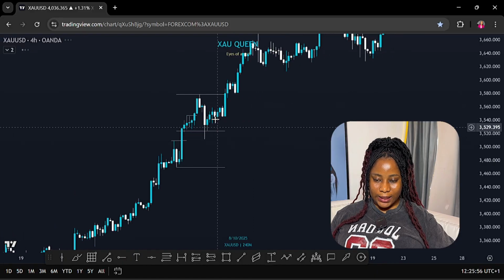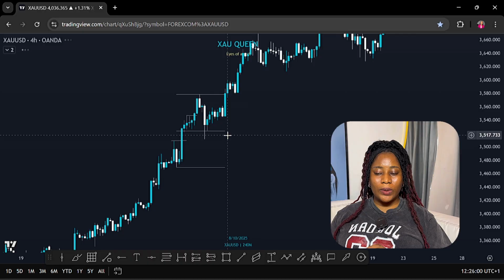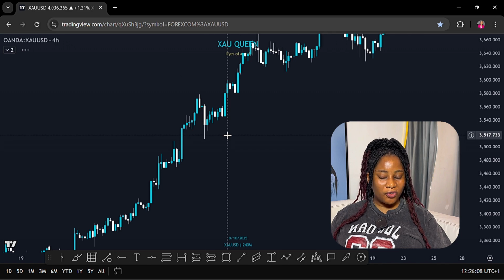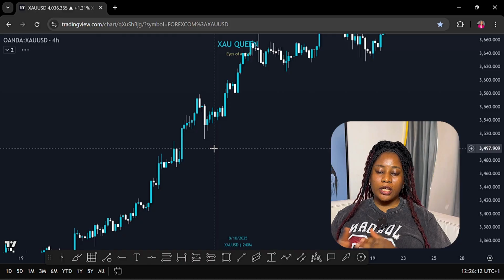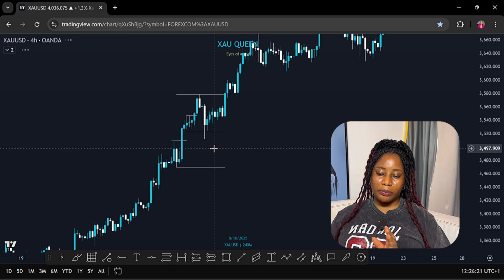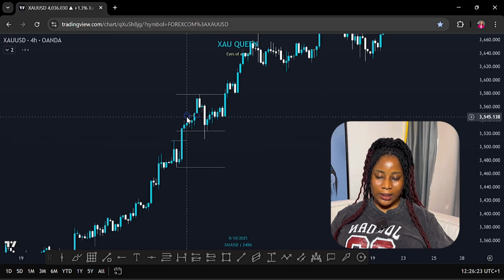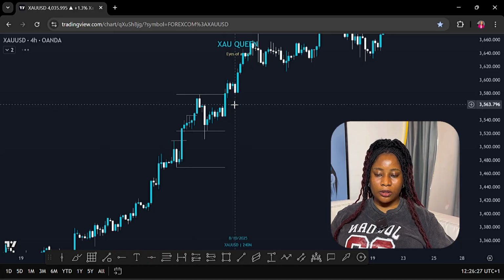So you can see that price neatly tapped into the 50%. Whenever you are confused about your structure, just zoom out. If you're on the 30 minutes, zoom to the 1 hour. If you're on the 1 hour, zoom to the 4 hours. Because if you miss your structure, your trading range, you automatically miss the discount and premium entries. You can see that price neatly tapped this zone in here, and then we bought from that area.